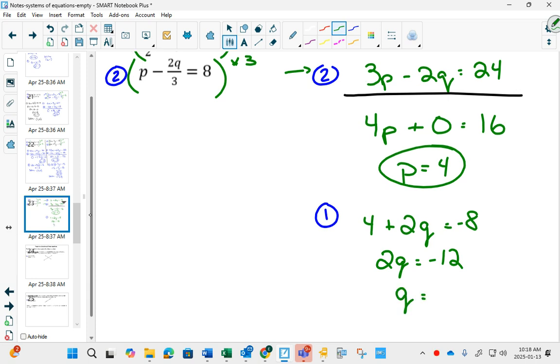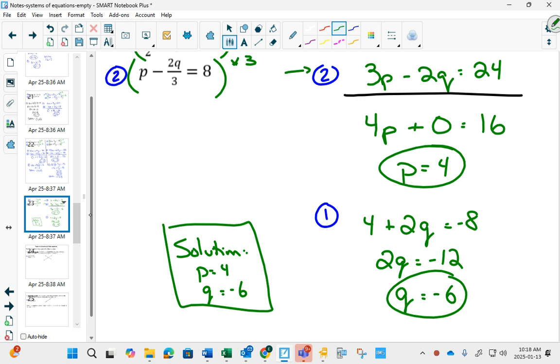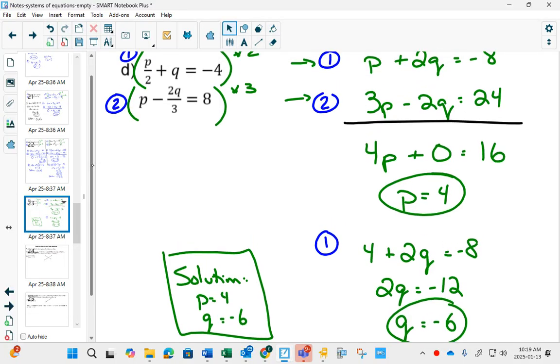Since we don't have x's and y's, we can just write our solution as what p was and what q was. And again, just like before, if you want to, you can always check. You can take this and check your original equations.